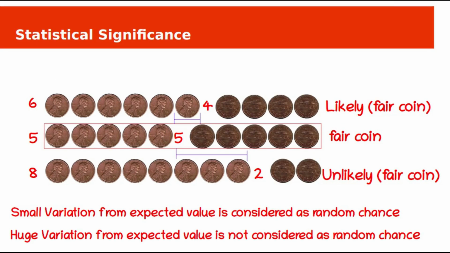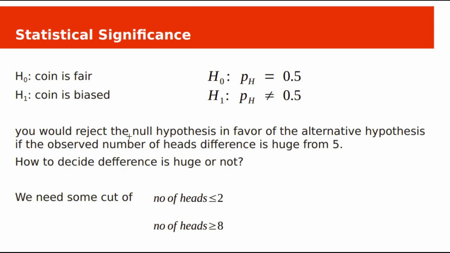Here, to decide the coin is biased, we need to estimate how unlikely our observed results are with respect to a fair coin. If it is very unlikely, this difference is more, so this much big difference is not considered a random chance. We can decide the coin is biased. If this difference is small, that might be considered a random chance and the coin a fair coin. You would reject the null hypothesis in favor of the alternate hypothesis if the observed number of heads differs hugely from 5.